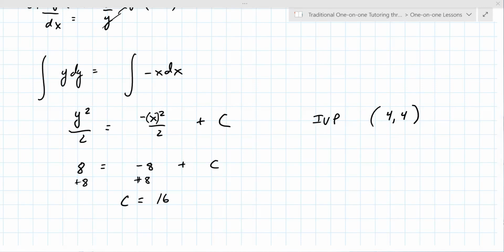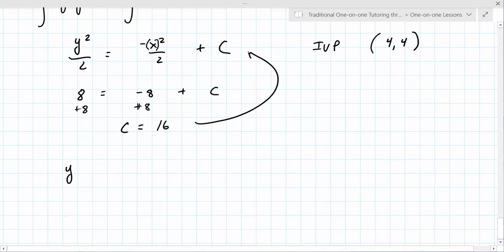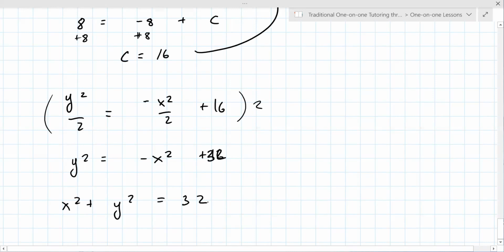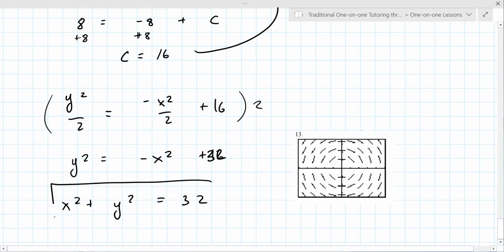And then it's y. So you put it back into the antiderivative. y squared over 2 equals negative x squared over 2 plus 16. Notice if you multiply everything by 2, you get y squared equals minus x squared plus 16. And then you move the x squared over, you get x squared plus y squared equals 32. And from your previous classes, you would know that this is a circle. And if you notice, the slope field that it came from is a circle.